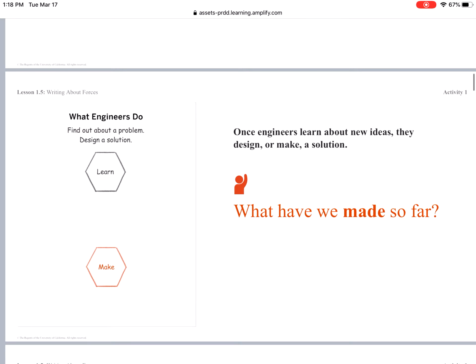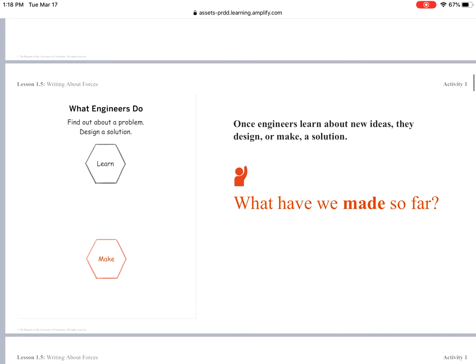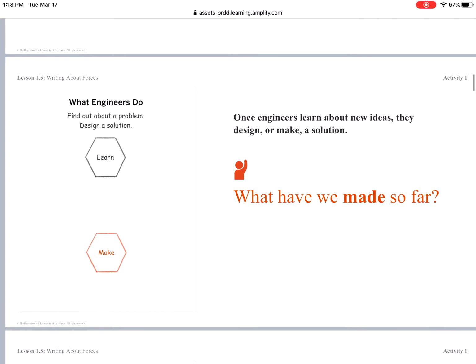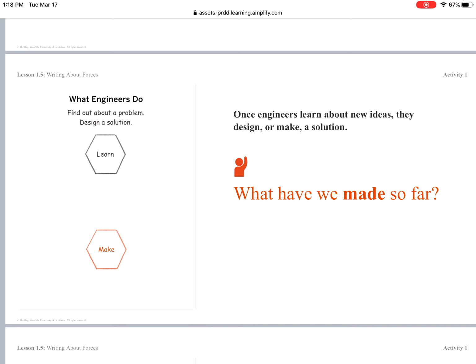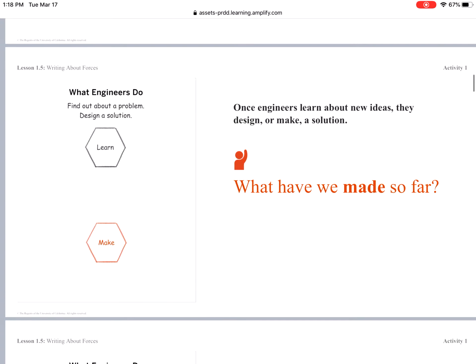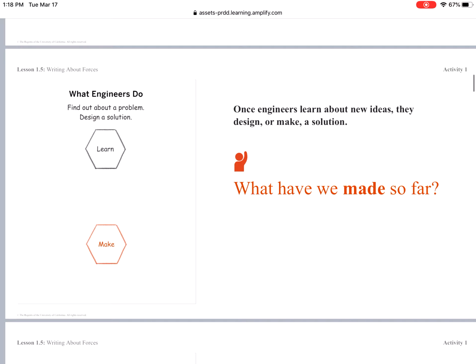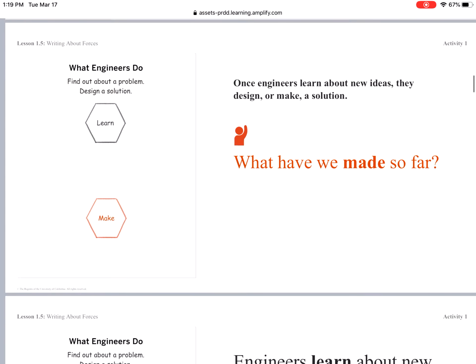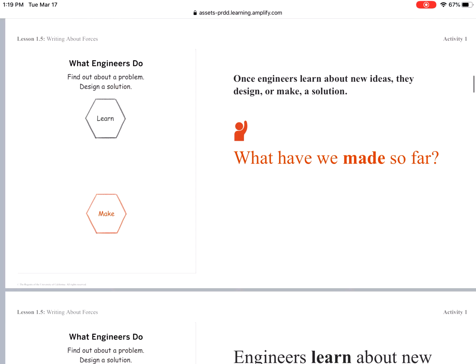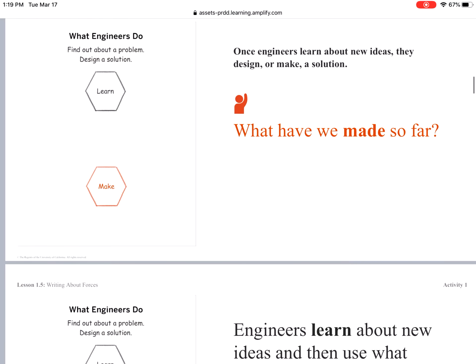Once engineers learn about new ideas, they design or make a solution. What have we made so far? So we were supposed to make a pinball machine in class, but with the circumstances, we are not doing the pinball machine in class. But I told you if you wanted to make a model of a pinball machine at home, that was okay. So if you have been trying to do this, then that's what you have made so far. So on the left, it says we learn and we make, okay?